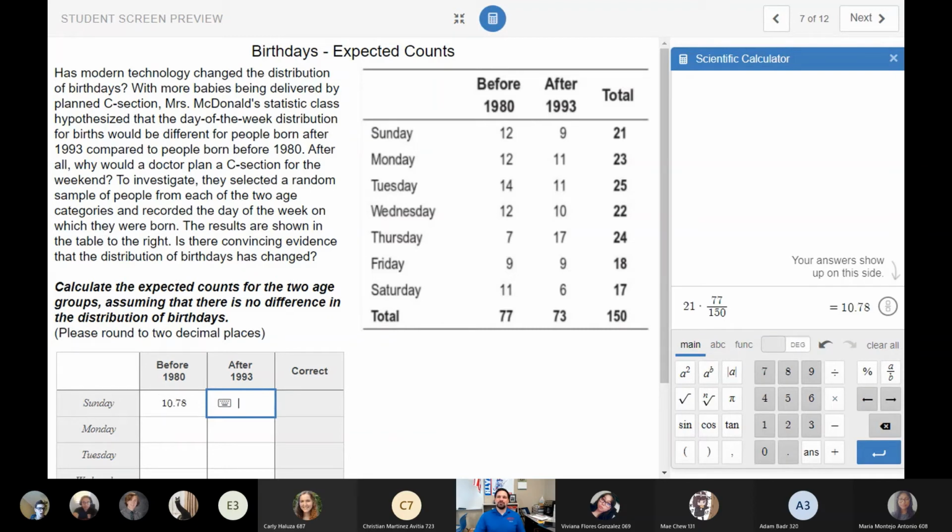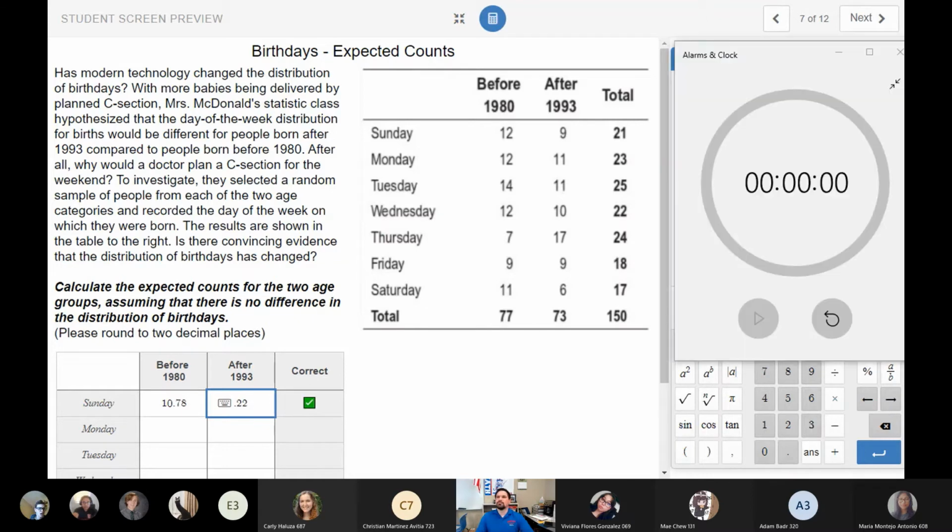For the second entry here, Sunday after 1993, second column for row 1, it's still 21, but now it'll be times 73 divided by 150, and we get 10.22. Notice the table will tell you that the answer is correct. It's set up so that you get immediate feedback there. So we'll follow the same strategy to fill out all the entries in this table. We're going to give y'all a few minutes to work on this, and then we will discuss.